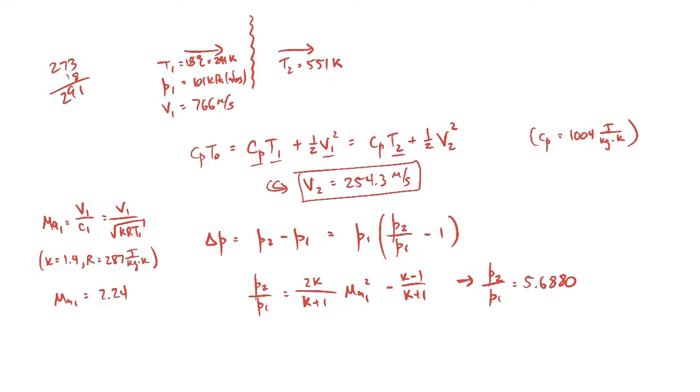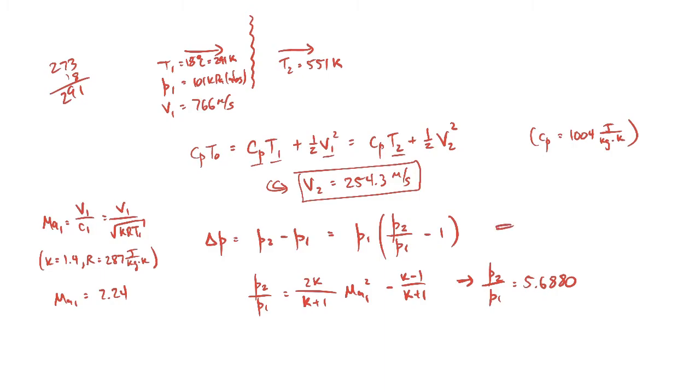Anyway, now that we have the P2 over P1 relation, we can plug that in up here. We know P1, that was given right up here. So then we can solve for delta P. By the way, one thing I'll just highlight is, as you can see, the static pressure increases across the shock. Here it goes up by a factor of just over 5.5. So a pretty significant increase in pressure.